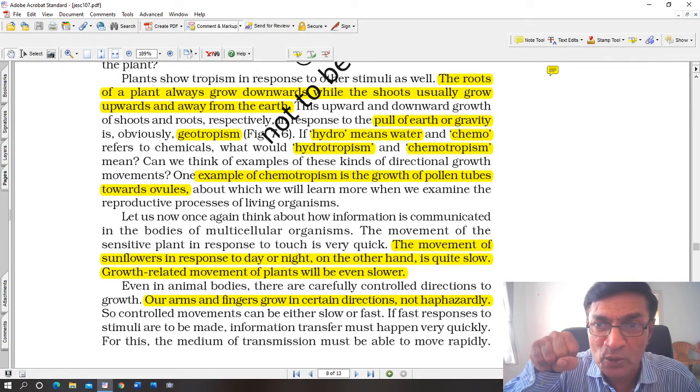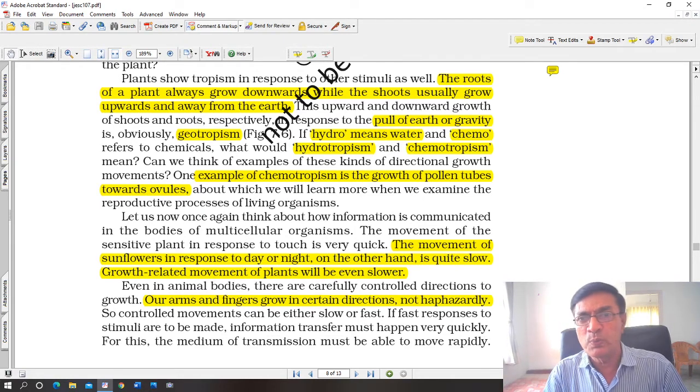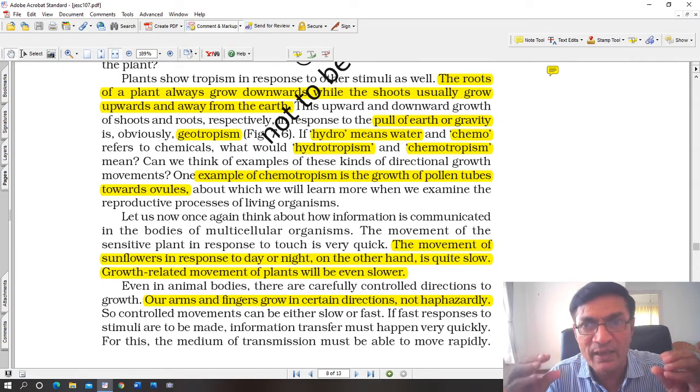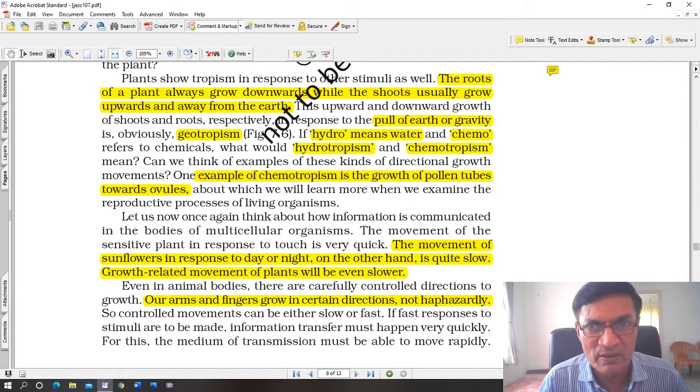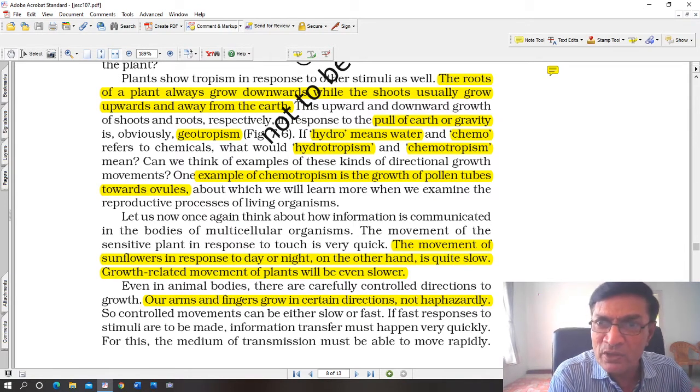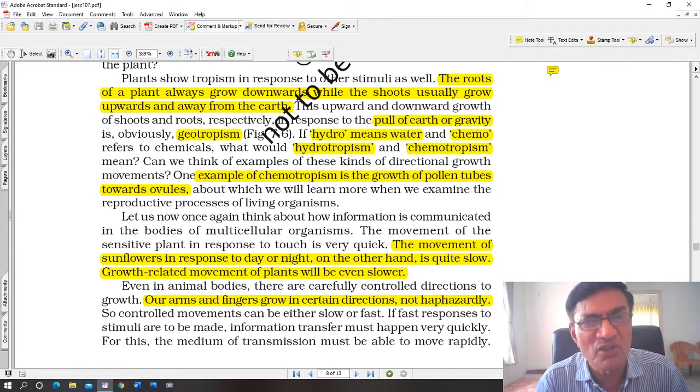Similarly, if someone tries to punch you in the face, your response will be very fast. Your eyelids will close to protect your eyes. That will be very, very fast. The blinking of the eye is a reflex action. It's extremely fast. So the response of animals is different, and the response of plants is generally very slow.